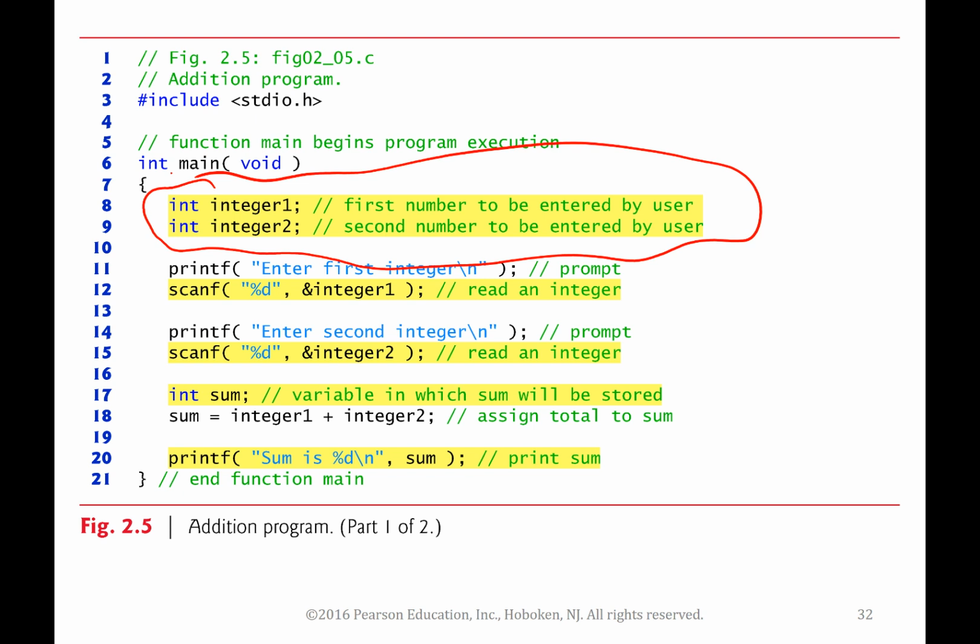Now, we can put them on the same line. I can have one line that says int i, j, k, semicolon, and I've just declared three integers i, j, and k right there. Here he does it with one declaration per line. I don't have a preference. I'm a lazy typist, so I tend to put things on the same line, but you can put them on different lines.